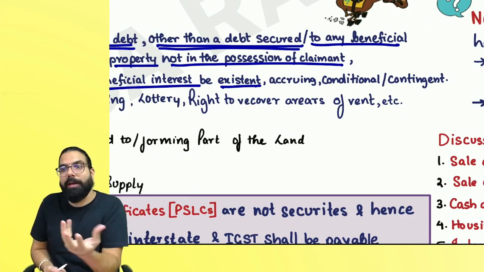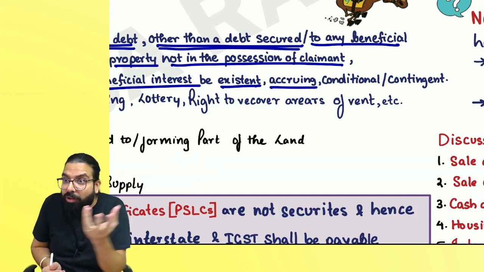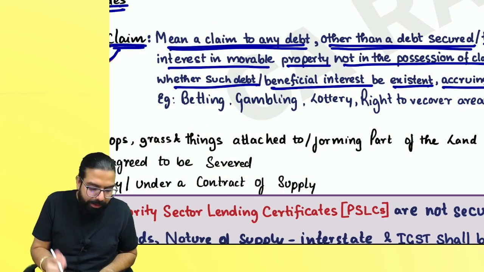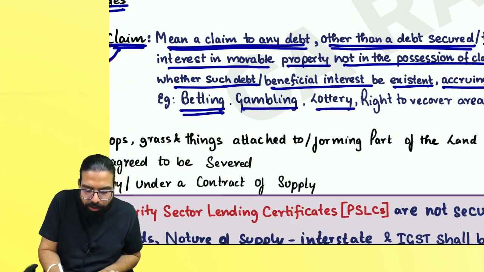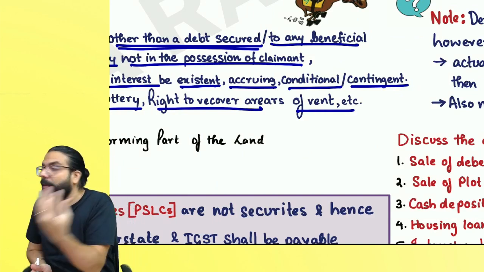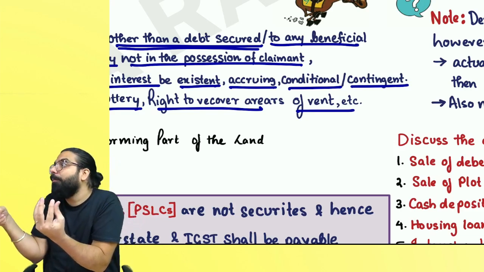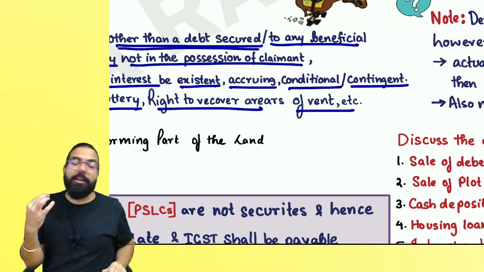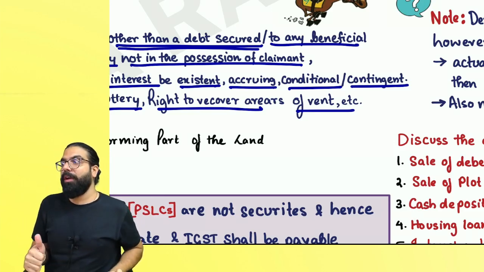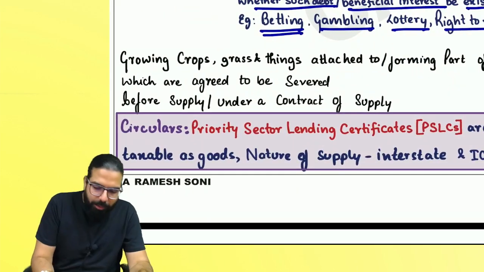Already due date has come and they have to pay me the amount. Is it my right to receive existing? Yes. It can be accruing, arrears of rent. It is accruing. It can be conditional or it can be contingent. And the examples I've given are betting, gambling, lottery, right to recover arrears of rent, insurance claims, right to receive insurance claim. This right to receive, if I go ahead and transfer to anyone, I'm transferring what? Actionable claim. Is my point sharp clear to all? Got it, actionable claim. Very good. Next. Now you tell me one thing.